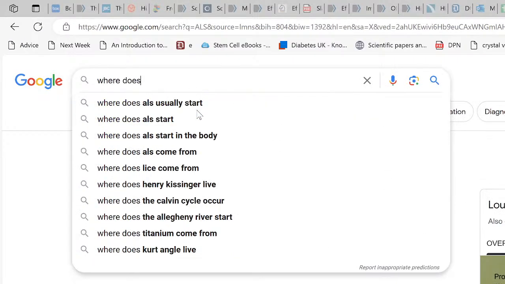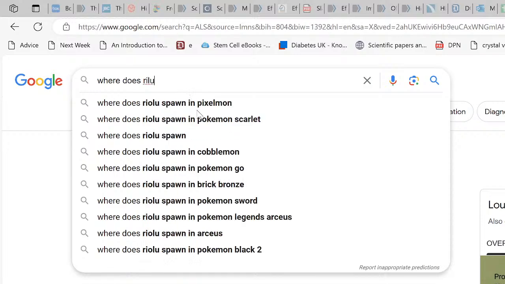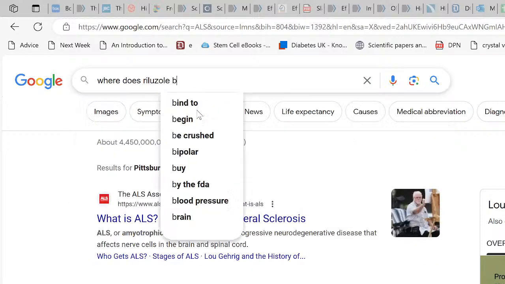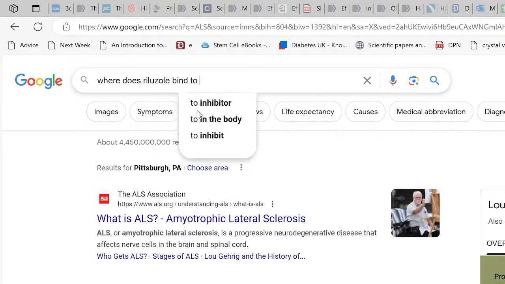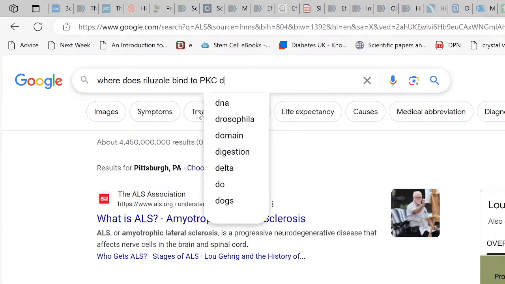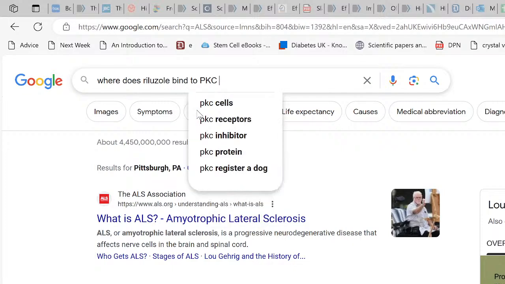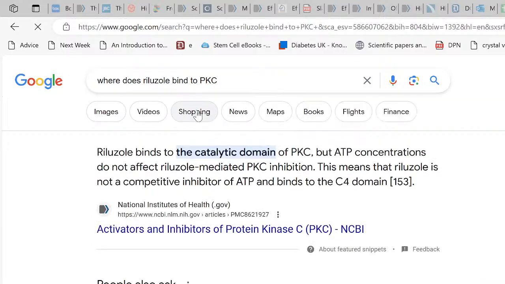So at displacement of the radioactive, they use the cold, non-radioactive to compete with the radioactive. So they saw a decrease in the binding, but it was not seen with riluzole addition. So it means it does not affect that part of the protein binding. And then they next check the catalytic domain.